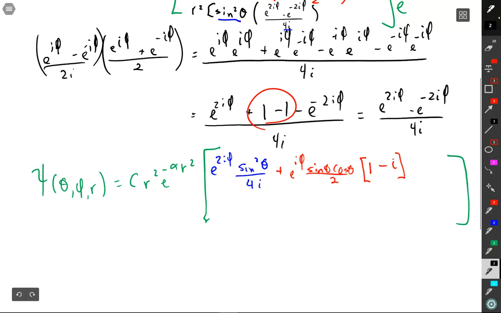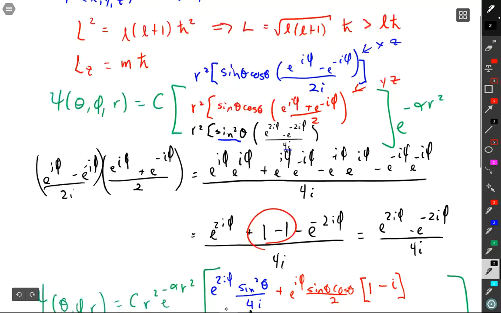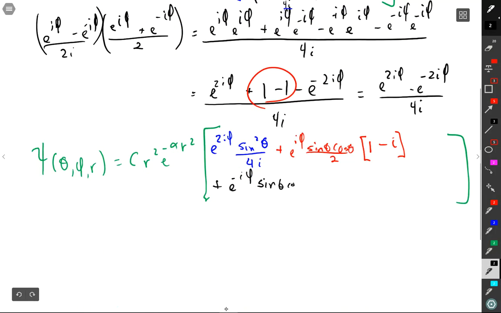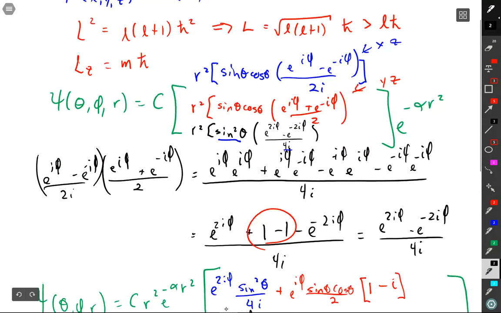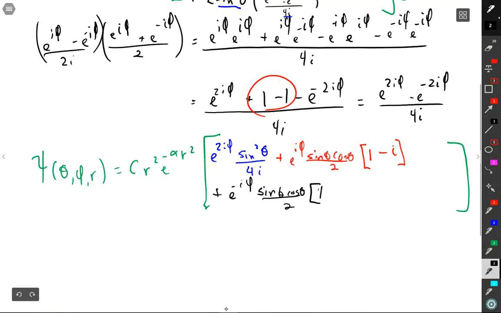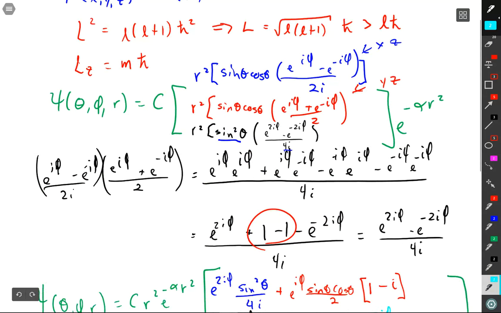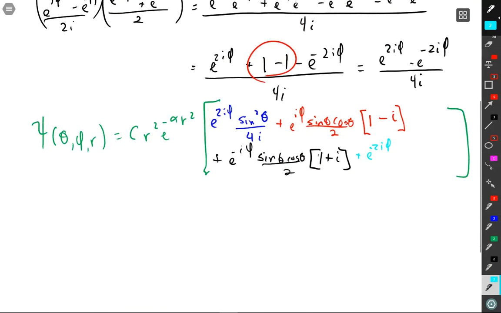My last, plus e to the minus i phi. E to the minus i phi again has the sine theta cosine theta over 2. And then I'm going to have a plus sign and then minus 1 over i, which means 1 plus i. And finally, e to the minus 2i phi is multiplied by the same sine squared theta over 4i. That is the same as what we had for the plus 2i. So now I have them separated out by the e to the i phi terms.